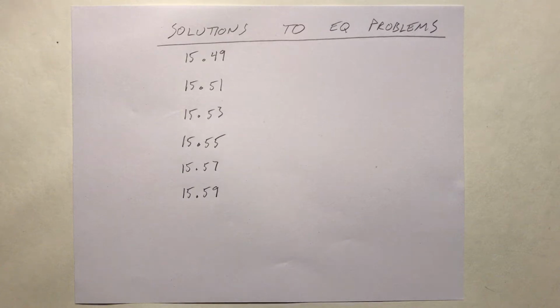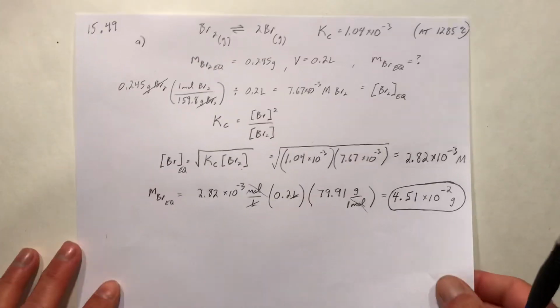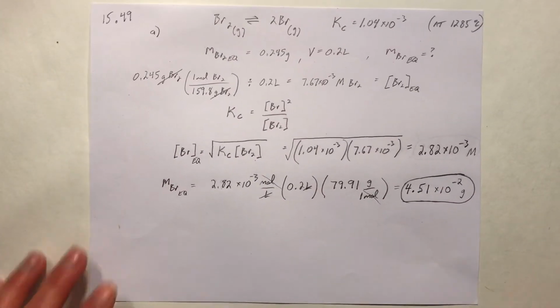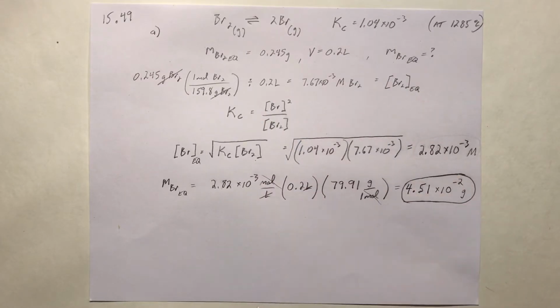In this video, we're going to go through some solutions to select equilibrium problems, specifically Chapter 15, 49 through 59, odds. Here's problem 49a. We're given this equation with this equilibrium constant.